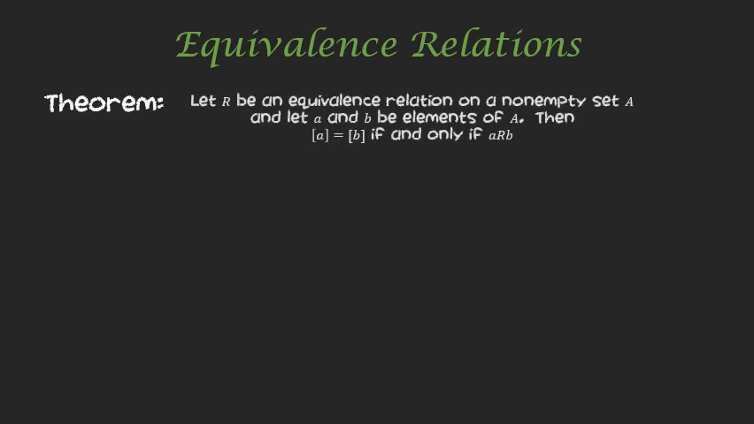What I'm going to start with, though, this is going to be a lemma in our later proof, is the following theorem. If we have an equivalence relation R on a non-empty set A, and a and b are elements of A, then the equivalence class containing a is equal to the equivalence class containing b if and only if a is related to b.